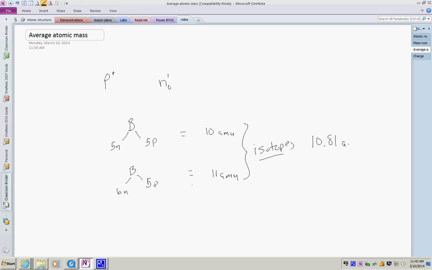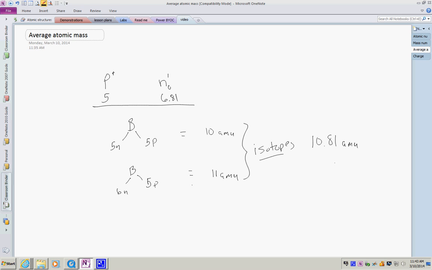10.81 AMUs. Now that means that the number of protons is going to be 5, and the number of neutrons is 6.81 on average. That means some might be higher, some might be lower, but the protons are definitely locked at 5.